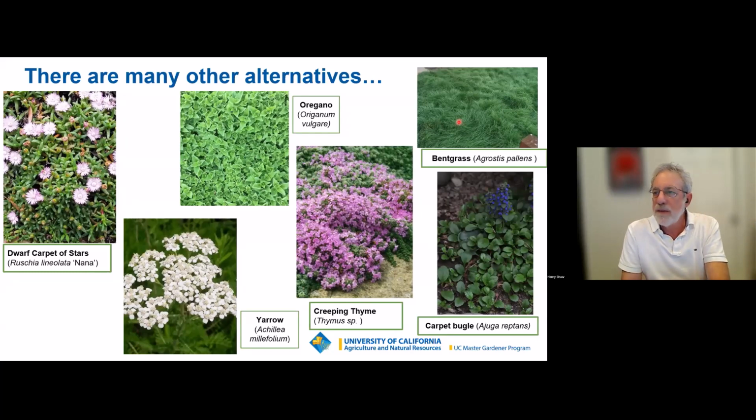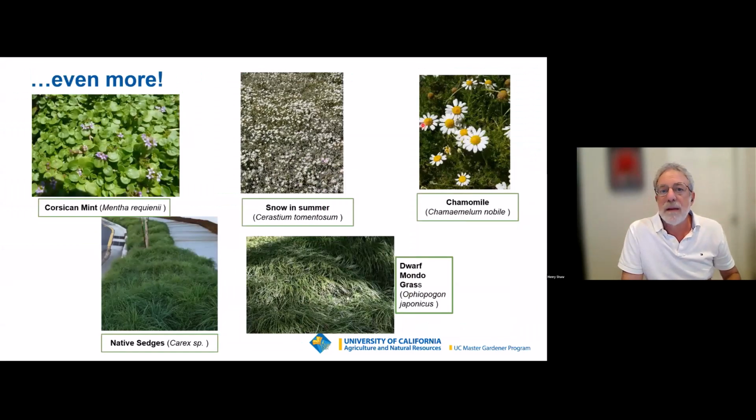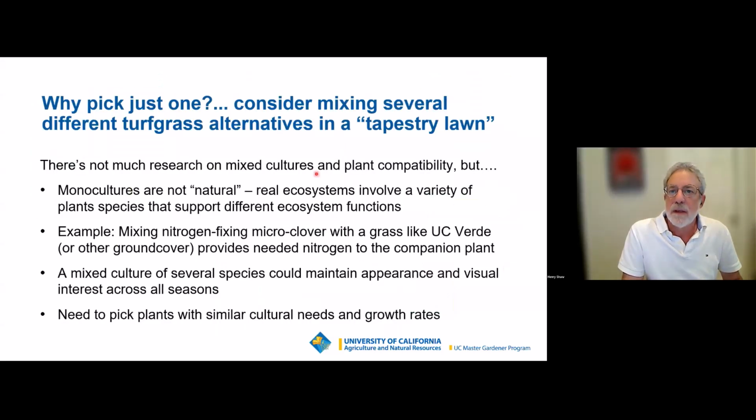Native bent grasses for sort of a meadow-like look. Corsican mint, a low-growing mint, snow in summer, native sedges, mondo grass, which is very shade tolerant but somewhat invasive, and again tends to be a mounding grass, and chamomiles. So there are many alternatives, and you don't have to pick just one.